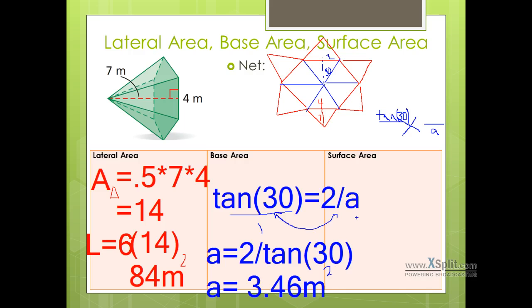This last little bit, surface area, well, I suppose I need the base area overall first. I'm going to go ahead and switch that to some orange here. Base area is going to be 1/2 times the apothem, 3.46, times the perimeter. It's 4 on each side. 4 times 6 gives us a 24. So our base area overall is 0.5 times 3.46 times 24. Base area is 41.57.